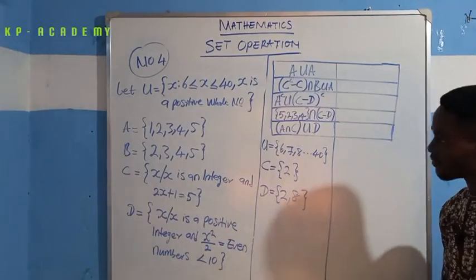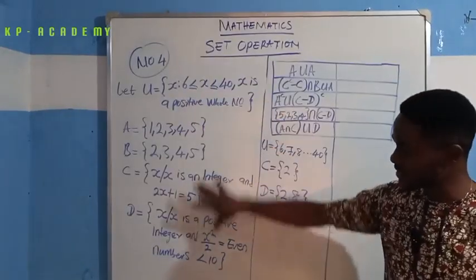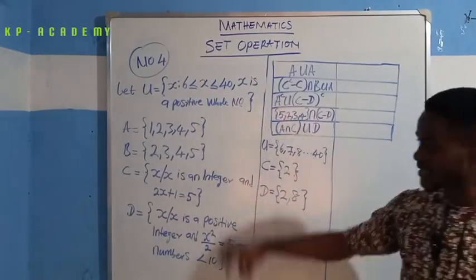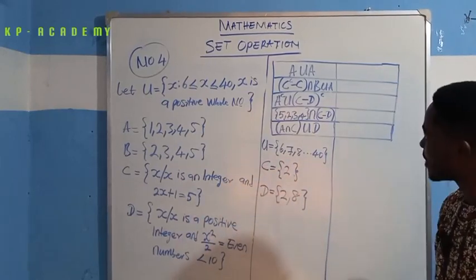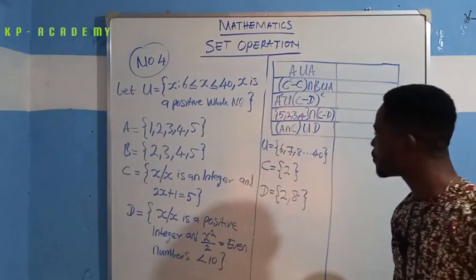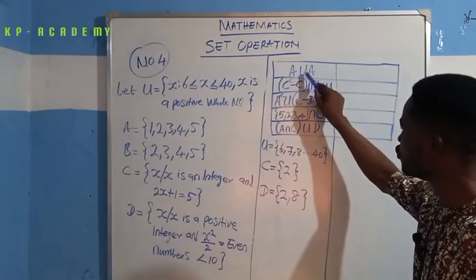Remember, we finished the first part of the question, which is writing out the sets in the listing method, writing out those elements that are in the set using notations into listing method. So we can now proceed to finding this. Now the first question here says find A union A.